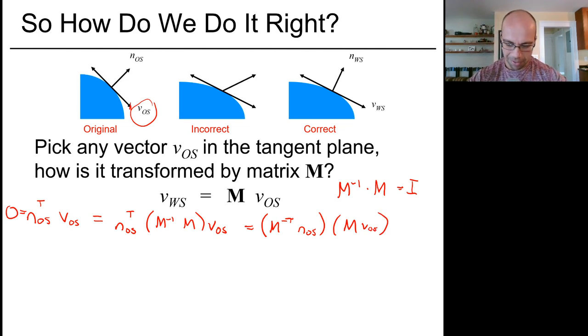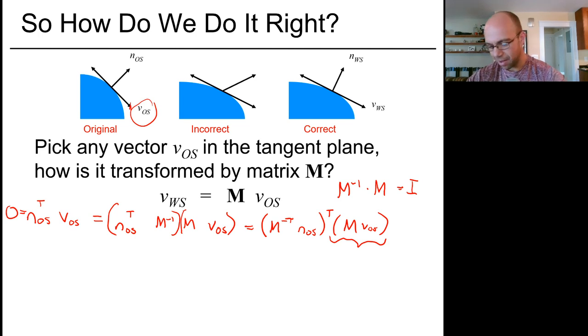So again, what have I done? I've just gotten rid of the parentheses that I wrote here. I've parenthesized it in this fashion instead, and then factored the transpose. Okay. So now let's stare at this for a minute. So although we don't know how to transform normals, we do know how to transform vectors, right? So what is M times a vector in the tangent plane?